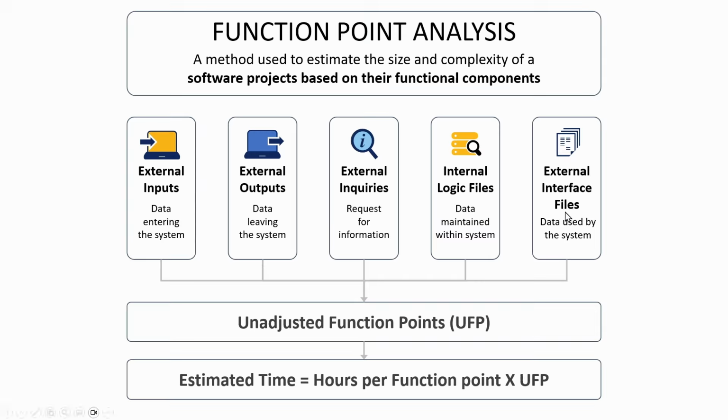Fifth component is external interface files. This is the data the system uses but doesn't maintain, as it comes from another system. Examples would be currency rates pulled from an external source or weather information, etc. So based on these 5 components, we get an unadjusted function points, UFP for short, and from that we calculate estimated time, which would be hours per function point multiplied by UFP.